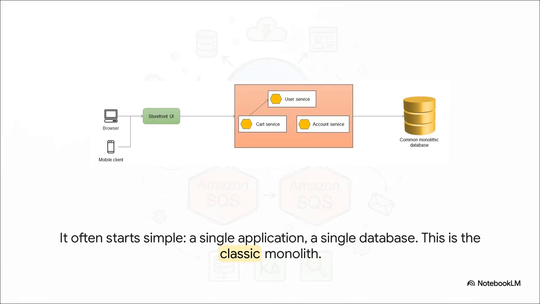You know, so many applications start out just like this. It's the classic monolith, right? You've got all your features, the user service, the shopping cart, the accounts. Everything is just jammed together in one big, tightly coupled code base. And it's usually all pointing to one single massive database. I mean, it seems simple at first, but trust me, that simplicity, it's a trap.